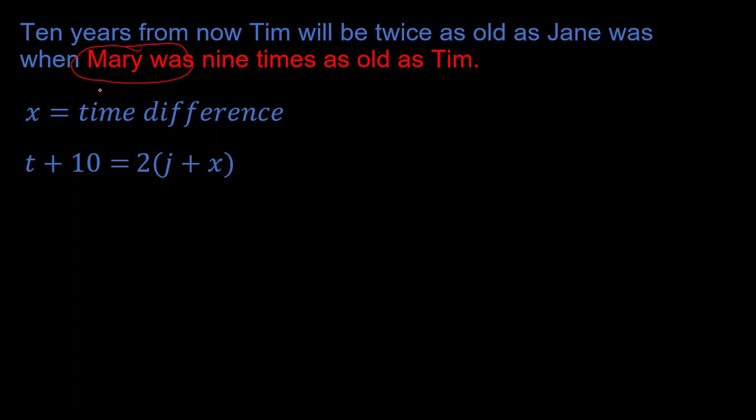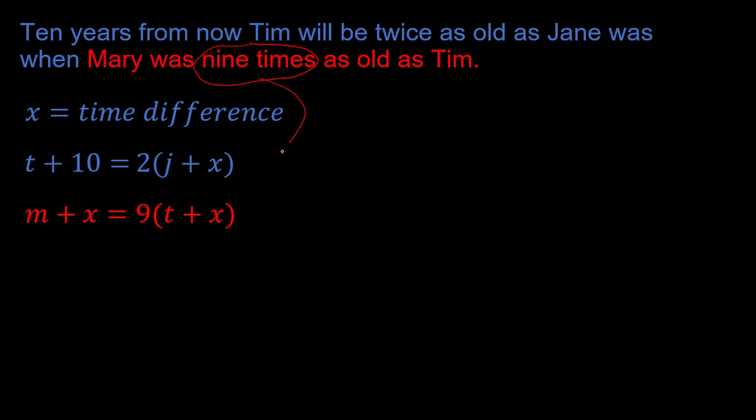So we can start this off by having our M plus X on the left side. And on the right side, Mary was, so M plus X equals 9 times, so 9 times is going to correspond to the 9 right here, as old as Tim. Okay, now here's where it gets tricky. As old as Tim. My confession here is when I initially read this, I just said, oh, as old as Tim. Well, Tim's just T. We're just going to have a T in there.